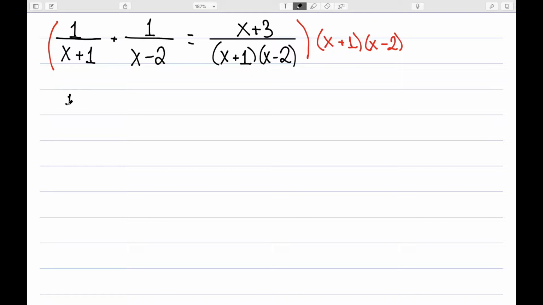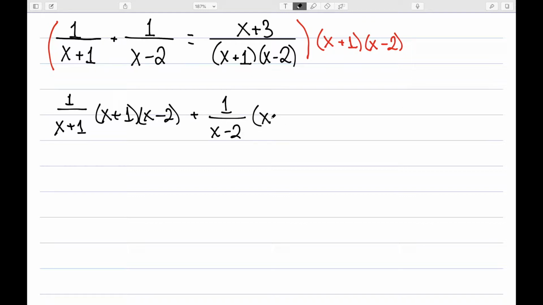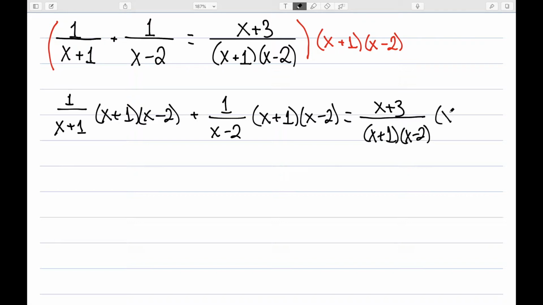So we can rewrite this, distributing out. I have 1 over x plus 1 times x plus 1 x minus 2 plus 1 over x minus 2 times x plus 1 x minus 2 is equal to x plus 3 over x plus 1 x minus 2 times x plus 1 x minus 2.